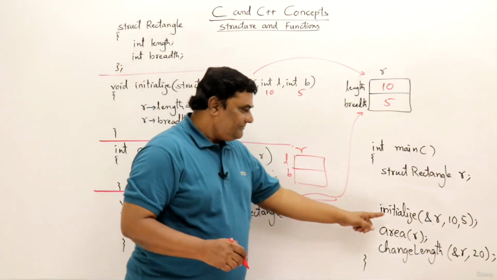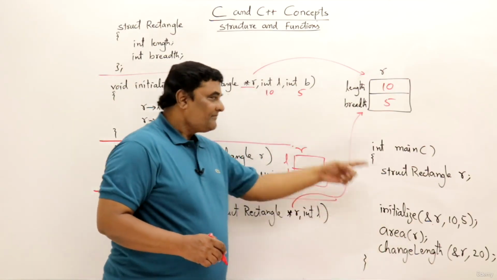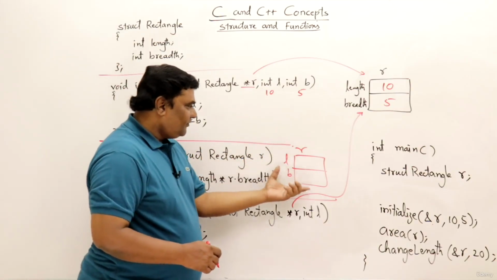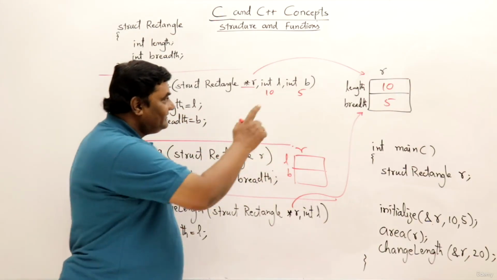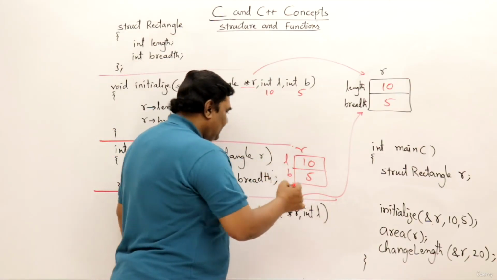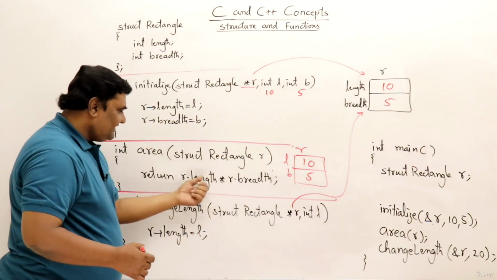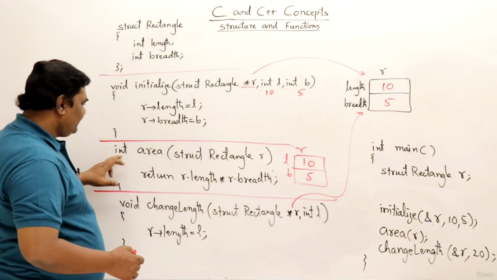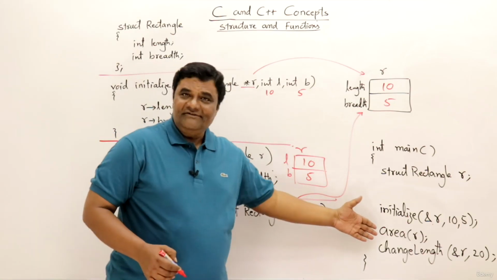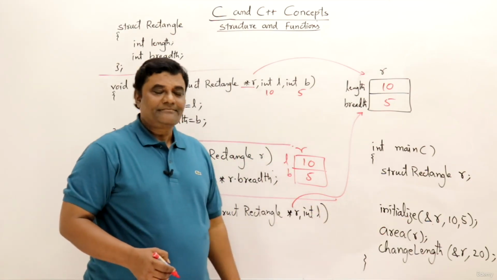And the function returns. It's not returning anything because it doesn't have to return anything, it is just initializing those values. Then back to the main function, call the area function. This is called by value, a new object is created for R, then 10 and 5 are copied, and then it calculates length into breadth, the area, and returns. So it returns an integer type, but I am not using that value, I just call the area function.